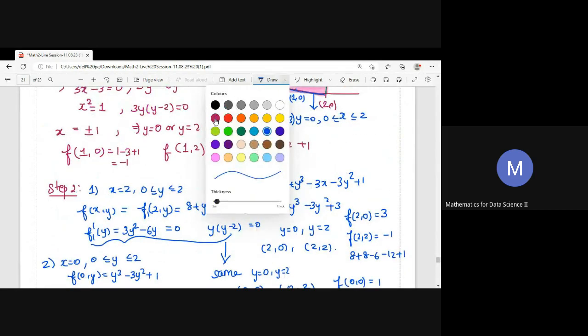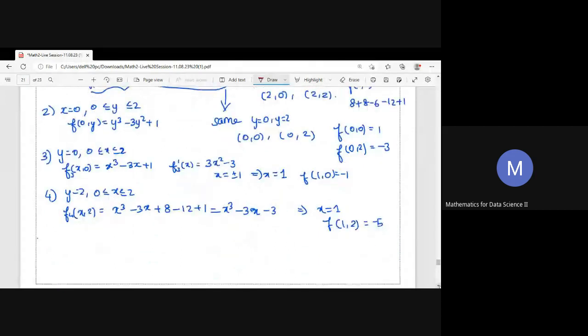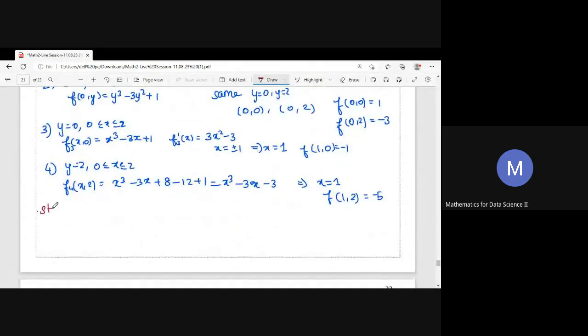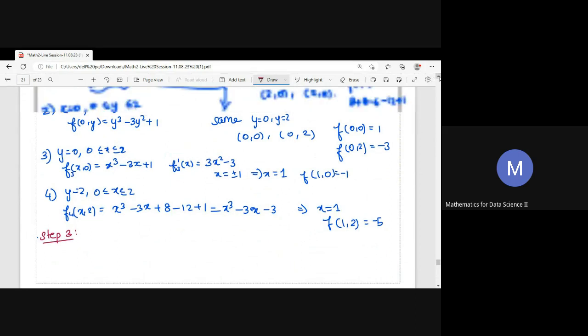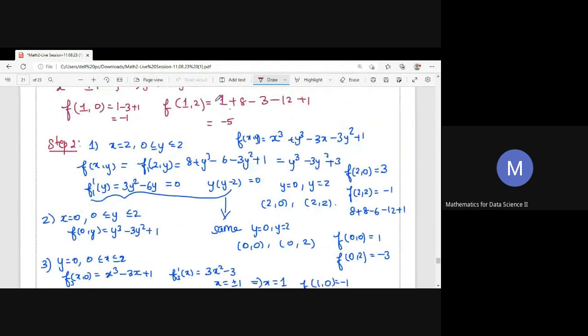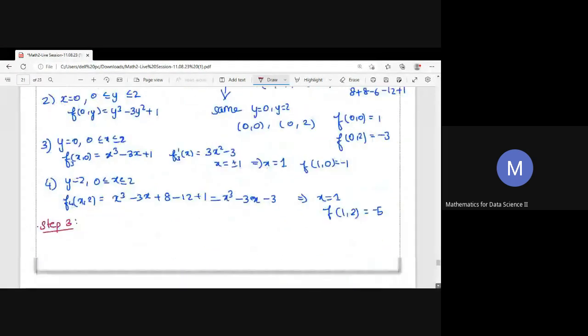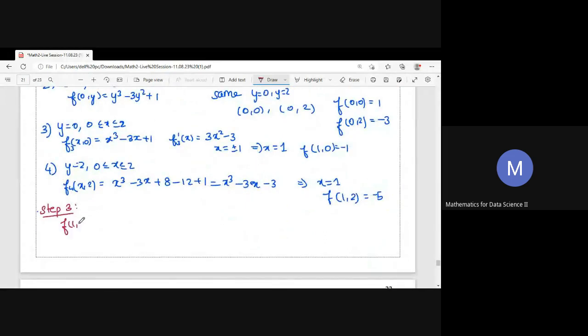So what is your step 3 then? You just look at the maximum and minimum values of all the computed values. What are all the points? First let us list down. 1, 0, 1 comma 2. What is the value of f of 1, 0? Minus 1. f of 1 comma 2 is minus 5.